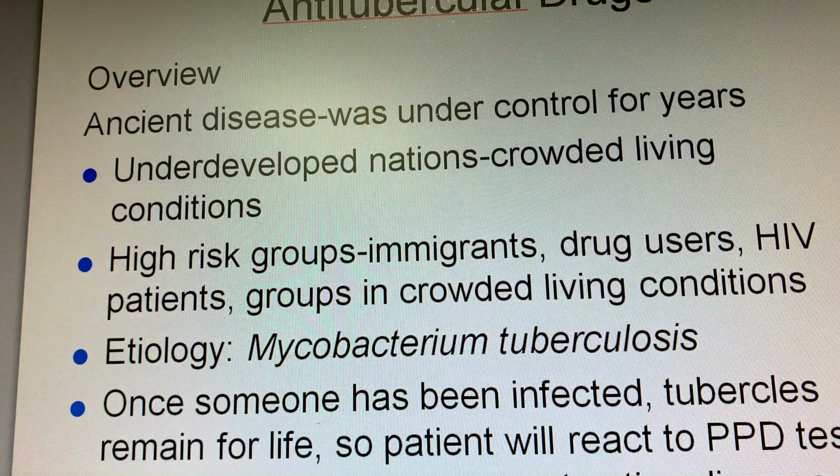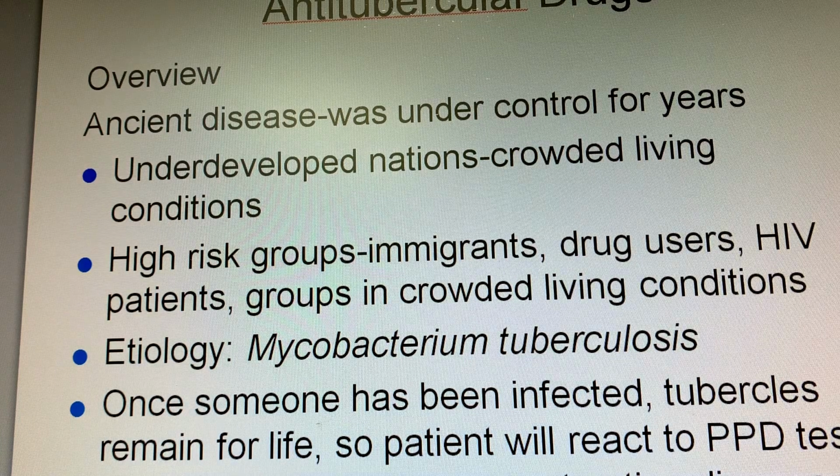It particularly ravaged people who lived in crowded conditions and people who were very poor, but it was not a respecter of persons, and plenty of other people in other situations ended up with TB too. However, in the 20th century, we did get it under control, and it was under control for years. Unfortunately, it's coming back now, and one of the reasons is because HIV patients are very vulnerable to TB.